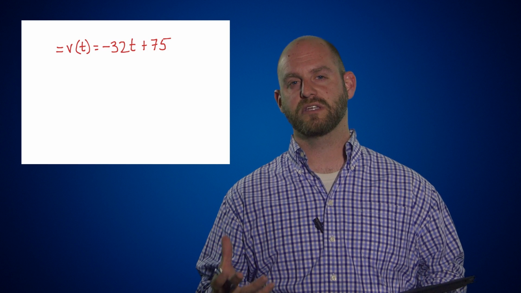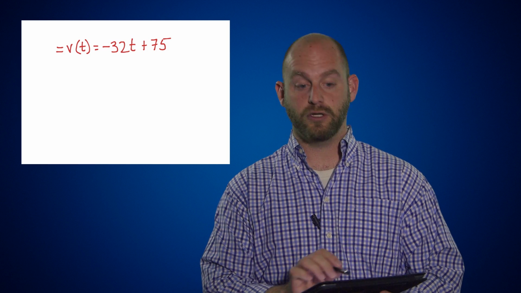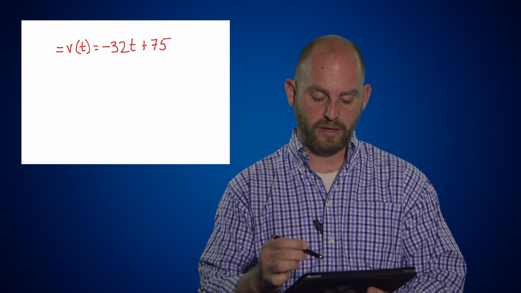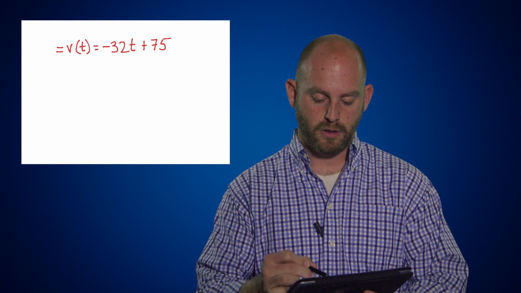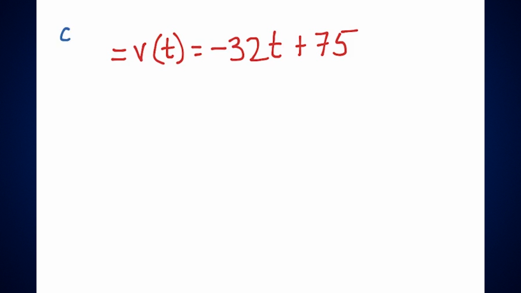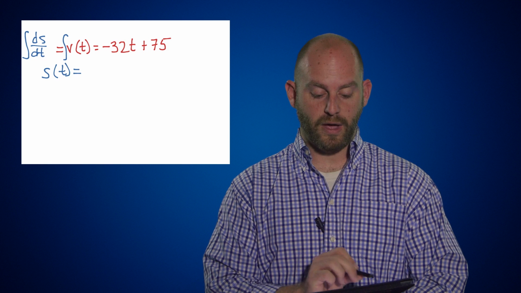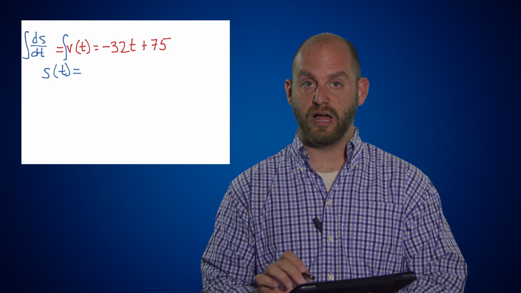Okay, so if we want to get back to the position, or being able to figure out exactly how high the football is in the air at any time, then we're going to have to integrate this differential. Velocity, which we know is the derivative of position, would be ds over dt. So if we take the integral of the rate of change of position, or the integral of velocity, we're going to get back to the position function s of t. So s of t is now the integral of the velocity function.